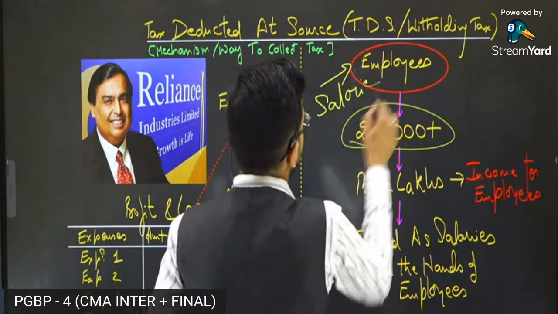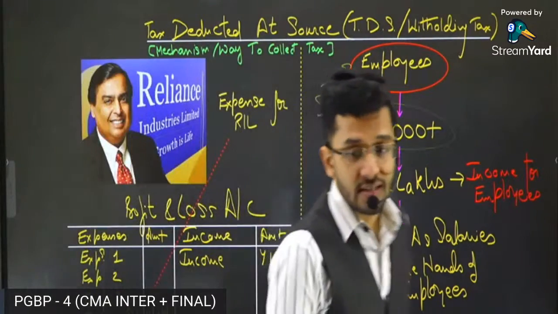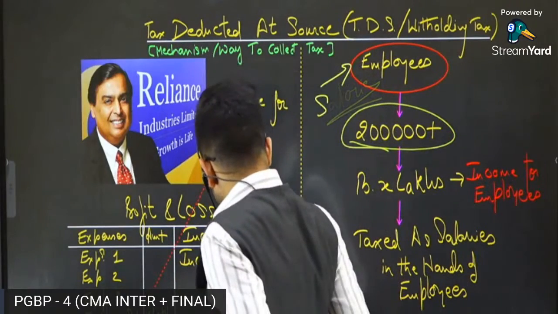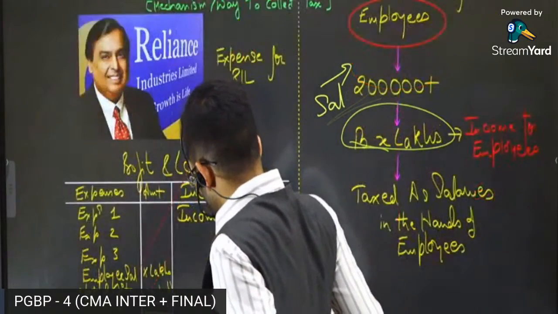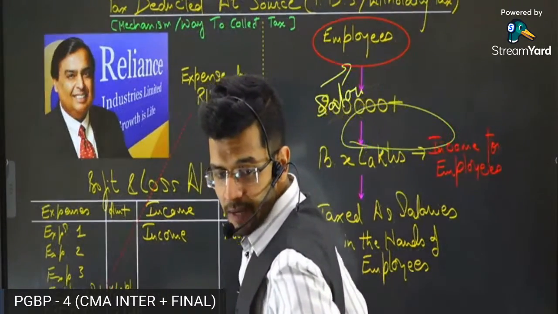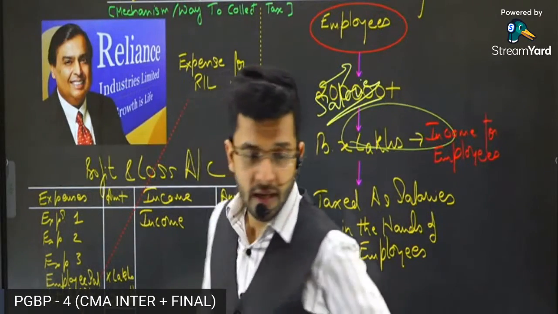Obviously, Reliance Industries Limited is paying salaries to the 2 lakh employees. Now, the question is, sir, is this salary an allowable expenditure from an income tax perspective in the profit and loss account, which is prepared for Reliance Industries Limited? Is it an allowable expenditure? Answer is a big yes. It is definitely an allowable expenditure.